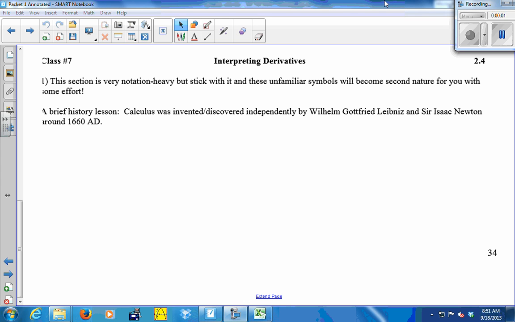Interpreting derivatives. This section is very notation heavy, so we're going to be learning a lot of new unfamiliar symbols. They will become second nature with a little bit of effort. So first we're going to have a brief history lesson.